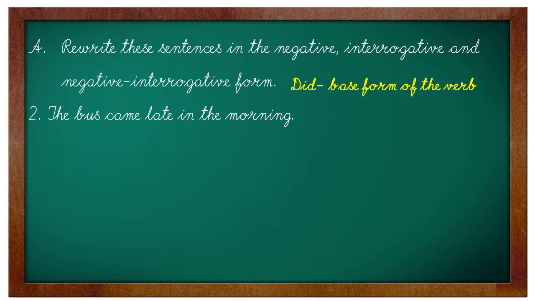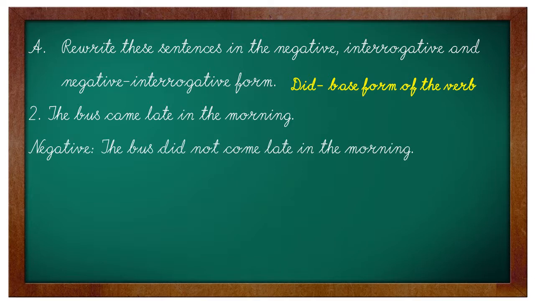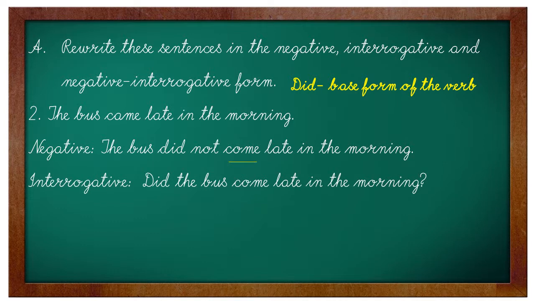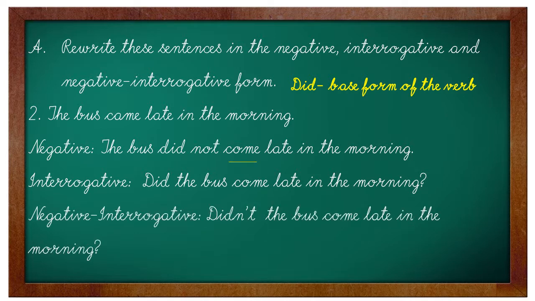Now we have to change the sentence into negative, interrogative and negative interrogative form. So start with negative. The bus did not come late in the morning. Here we have used V1 form of the verb. Next is interrogative. Did the bus come late in the morning? Now, the sentence should be followed by a question mark. Negative interrogative. It's a combination of negative and interrogative. Didn't the bus come late in the morning? Now, using a question mark is compulsory.